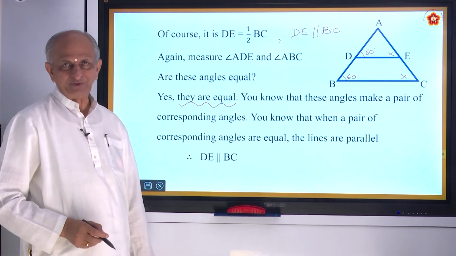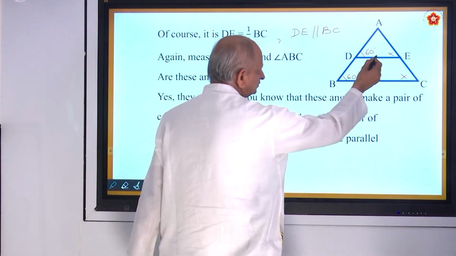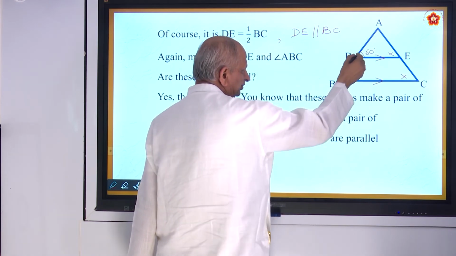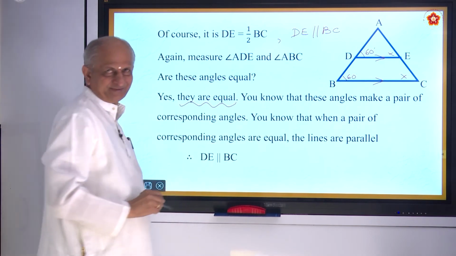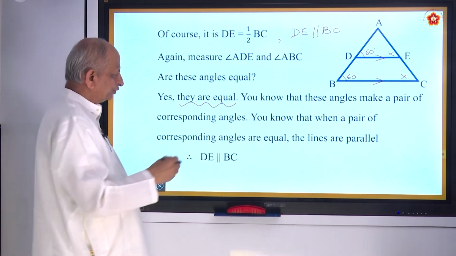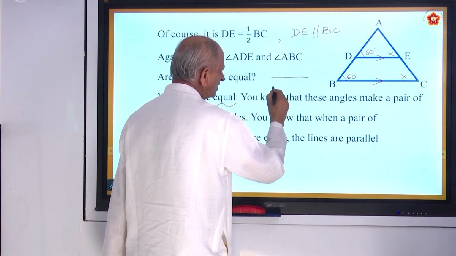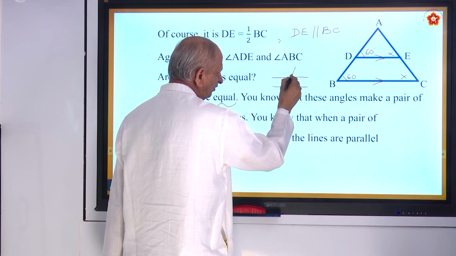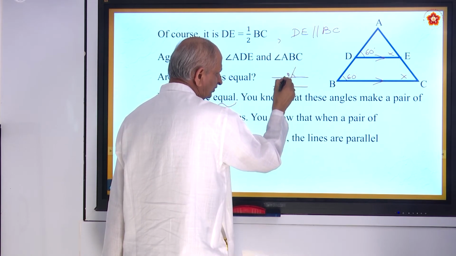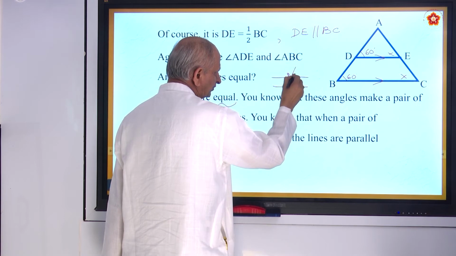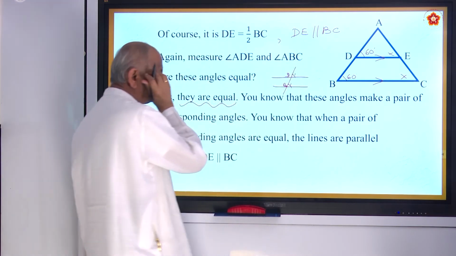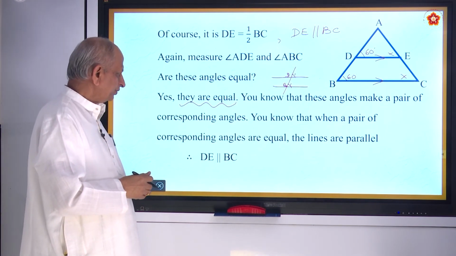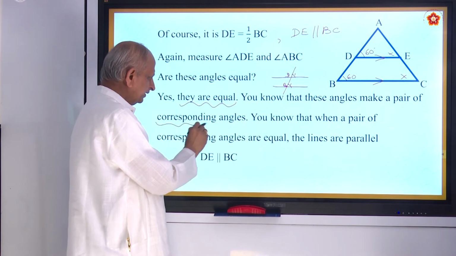You may ask why it is so. Because these are parallel lines, this is the transversal. So, these are called corresponding angles. Whenever two lines are cut by a transversal, there will be corresponding angles and they will be equal. Suppose this is D and this is B. So, this angle will be equal to this angle. That is called corresponding angles. You studied in your previous class, right? So, they are called corresponding angles.